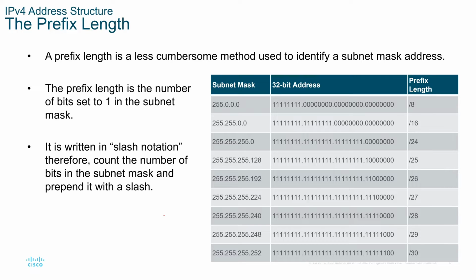If we take a look at another example, such as the /26, you have 3 groups of 8 that are all ones. 3 times 8 is 24, plus 2 additional bits, filling it out to a /26.